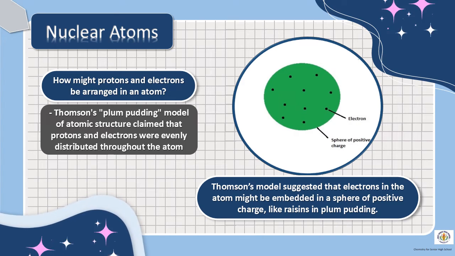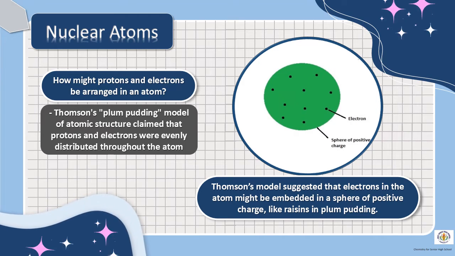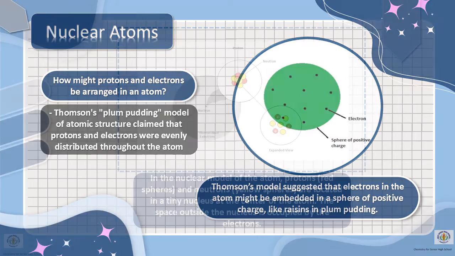You might wonder on how protons and electrons are arranged inside an atom. Thomson's plum pudding model of atomic structure claimed that protons and electrons are evenly distributed throughout the atom. As you can see in the picture, electrons in the atom are embedded in a sphere of positive charge like raisins in plum pudding.